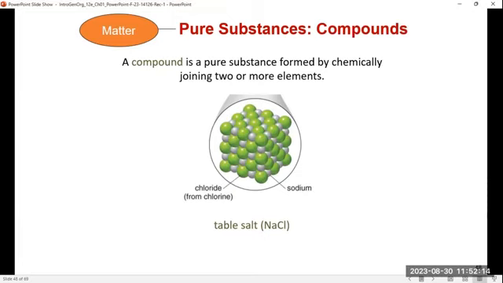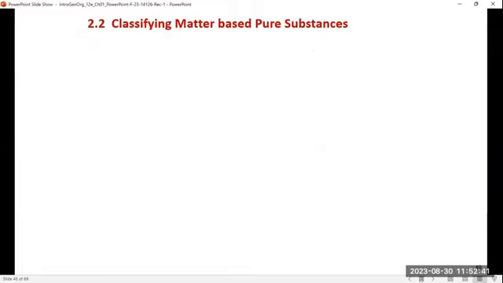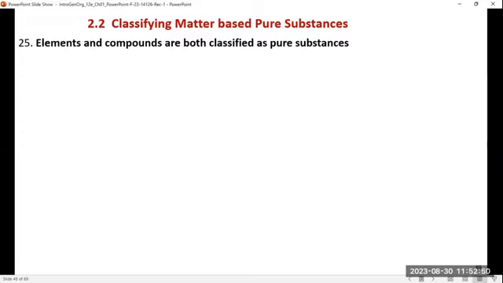Other type of pure substances are compounds. They have two or more elements. They are chemically combined. Two different elements. For example, in this picture, chlorine and sodium are combined with each other in a 1-to-1 ratio. That's a compound, a substance made out of two different kinds of elements. Water is also a compound of hydrogen and oxygen.